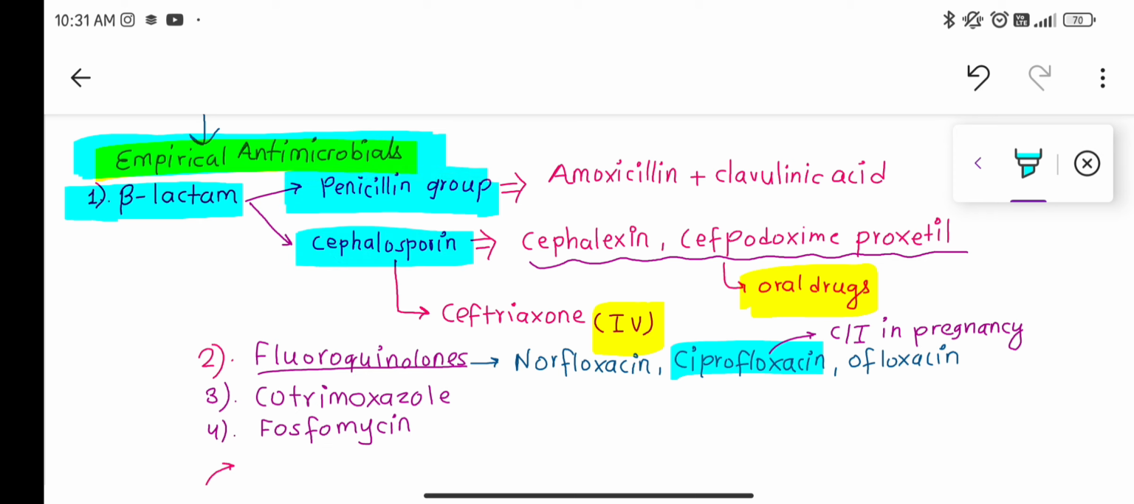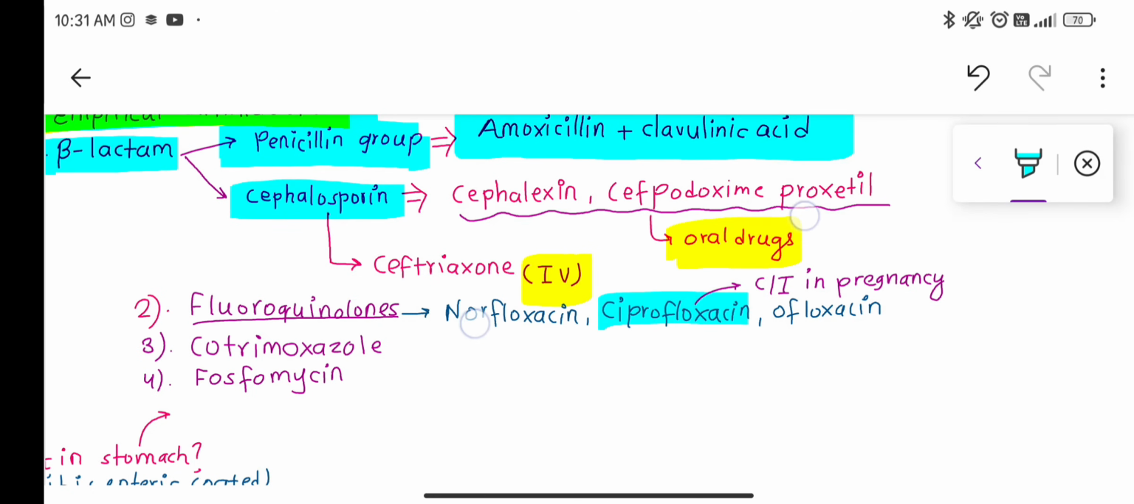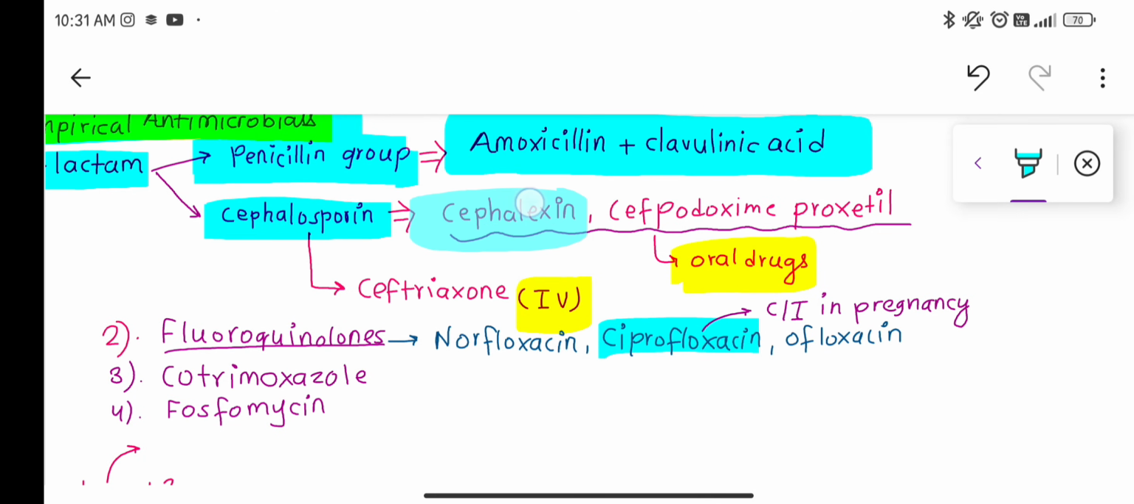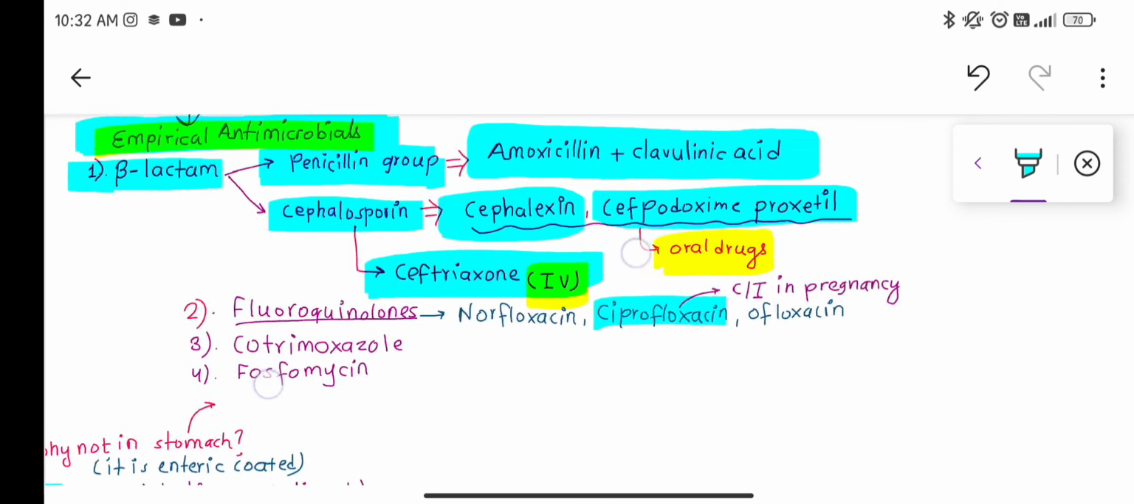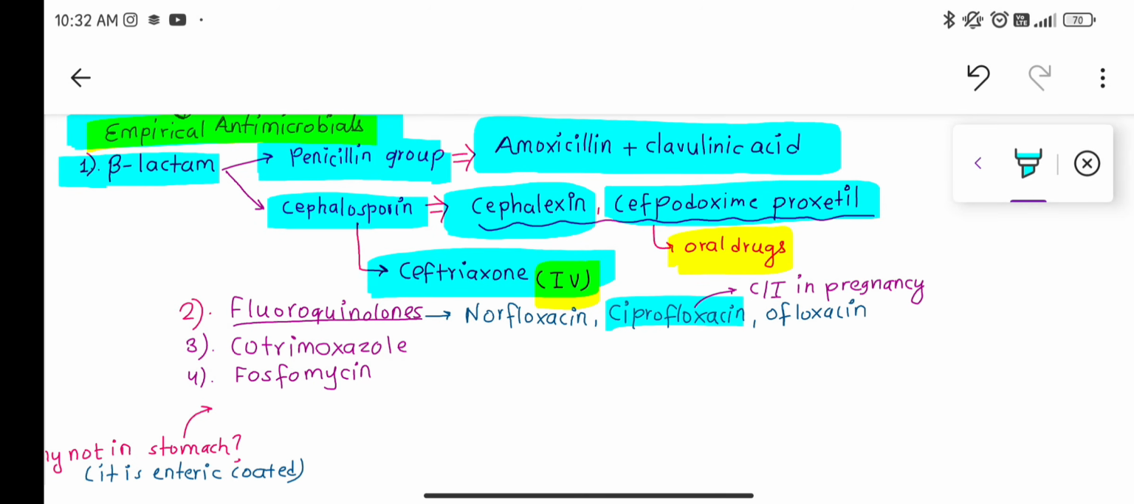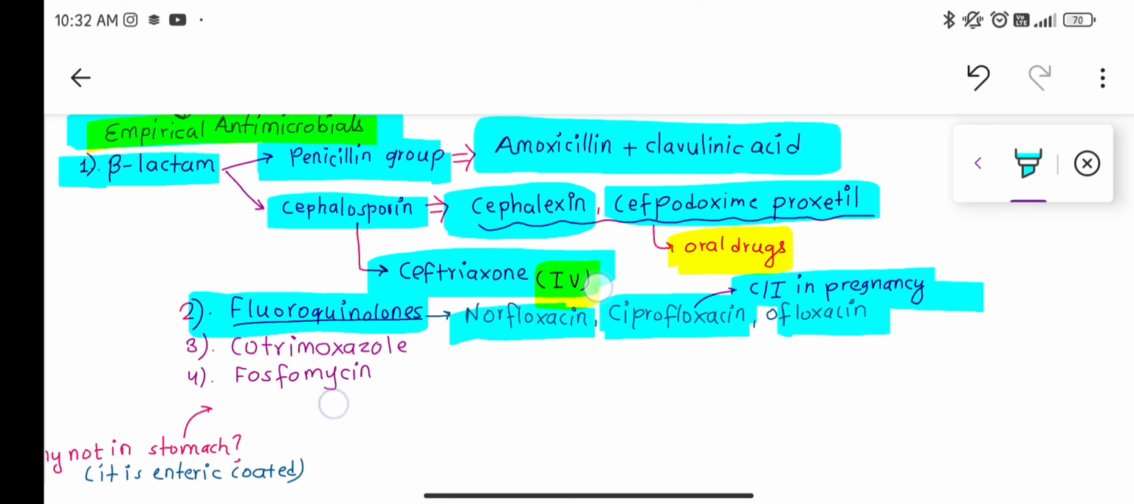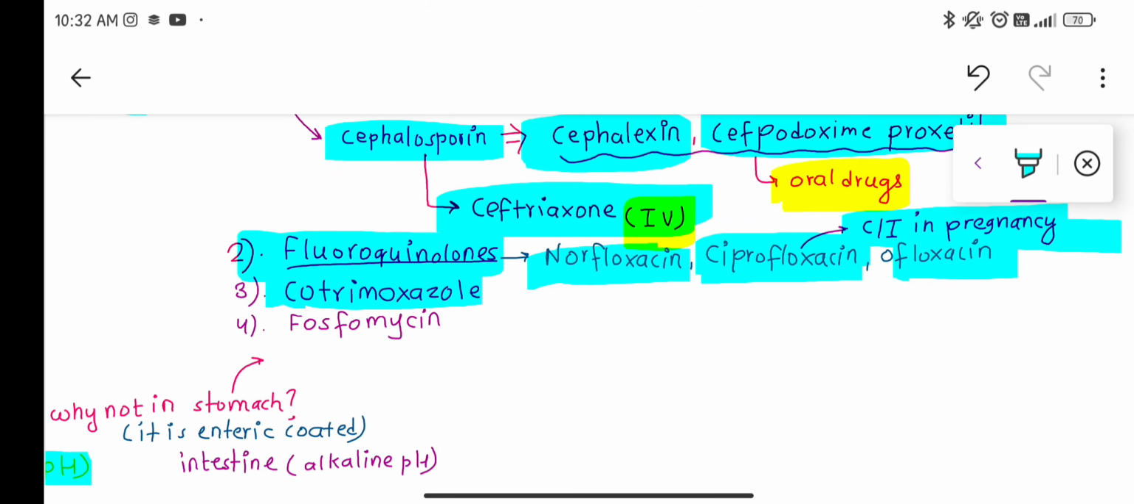From the penicillin group, an amoxicillin and clavulanic acid combination we can provide, and in the cephalosporins we can prescribe cephalexin, cefpodoxime proxetil. These are the oral drugs in the cephalosporins. Similarly, ceftriaxone is an intravenous drug in the cephalosporins. Now other antimicrobials like fluoroquinolones can be prescribed, but we have to note that ciprofloxacin is contraindicated in pregnancy. So in place of ciprofloxacin, if it is a pregnant case, you have to prescribe norfloxacin or ofloxacin. Okay, now next is cotrimoxazole, others are fosfomycin.